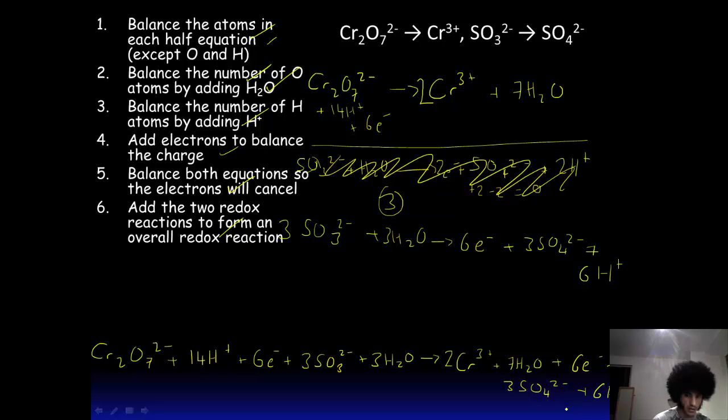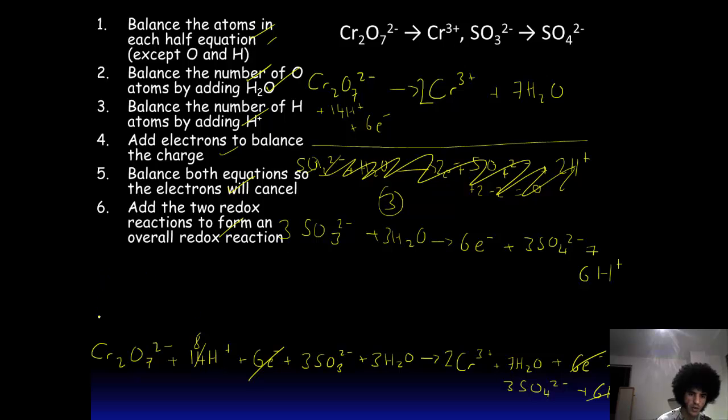Now this is the interesting thing. The electrons cancel because I made sure of that when I did the balancing before. But the hydrogens here, some of them will also cancel. I've got 6 here and 14 there, so those can balance with some of those. So 14 take away 6 will leave me with 8.